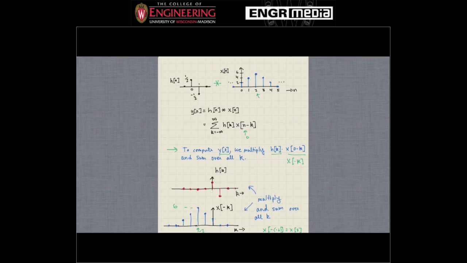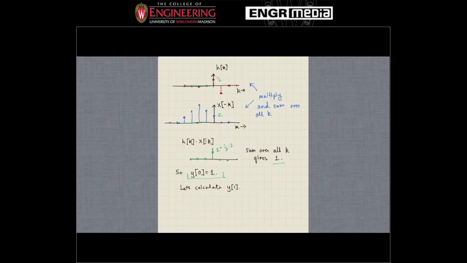Let's maybe see that on the next page. All right, multiply and sum. I've actually plotted here the multiplication step, h of k times x of minus k. Everything is 0 except that k equals 0. And then we're summing over all values of k, so we just take the value 1. So that gives us y of 0.